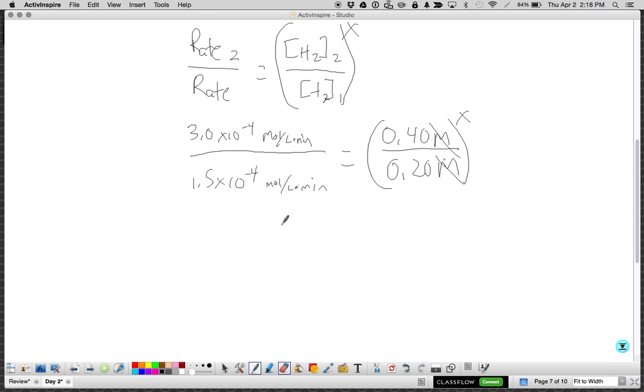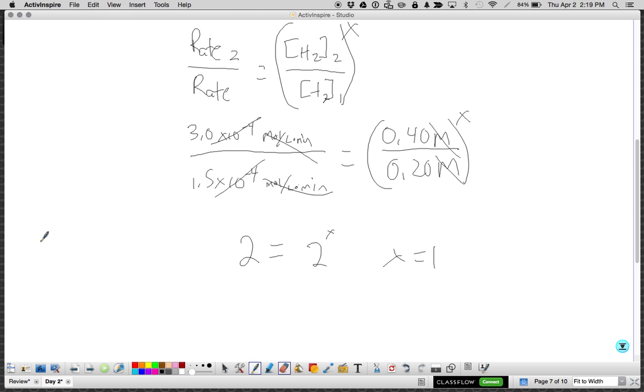All right, my units cancel out in here. My units go away over here. The 10 to the fourths go away, so this is really 3.0 divided by 1.5, which you should realize is 2. And this is 0.40 divided by 0.20, which is 2. 2 equals 2 to the x. Now notice that this isn't 2 equals 2x. It is not 2 equals 2x. People mess that up all the time. Make sure that you remember that we're talking about powers. These are orders. So x then has to be equal to 1.